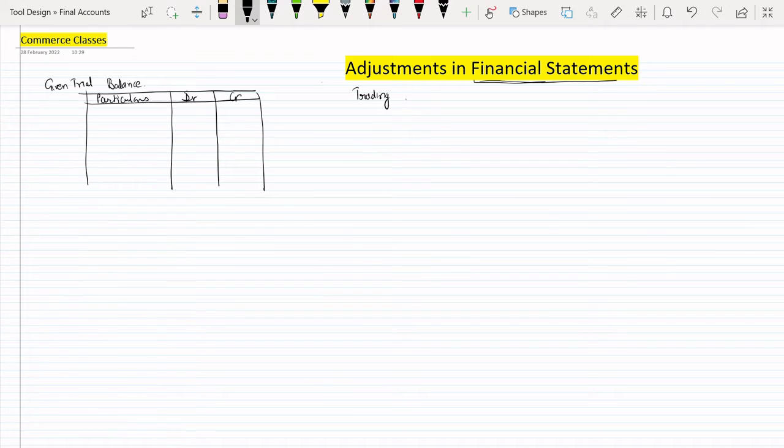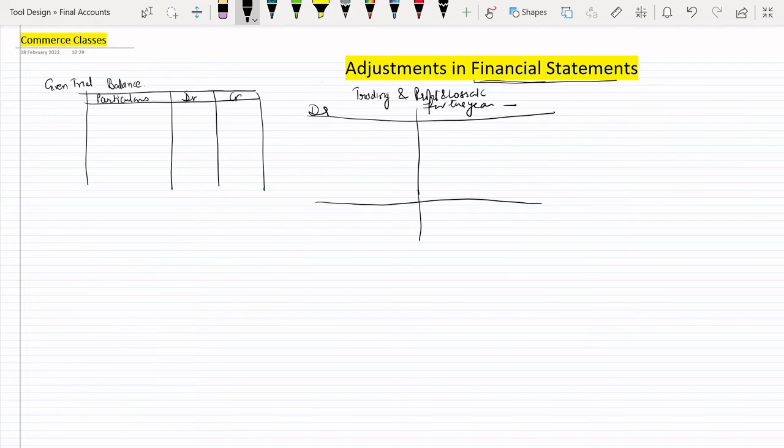One is the trading and profit and loss account, which is prepared for a particular year to find out profit or loss. This is also called the income statement. We prepare it to find out the profit or loss of the business during a particular year. The first statement, the trading account, gives us gross profit, which is the starting point of the next statement, the profit and loss account.